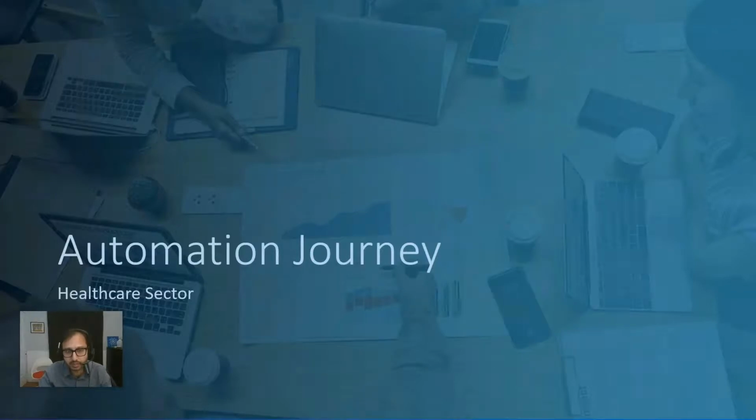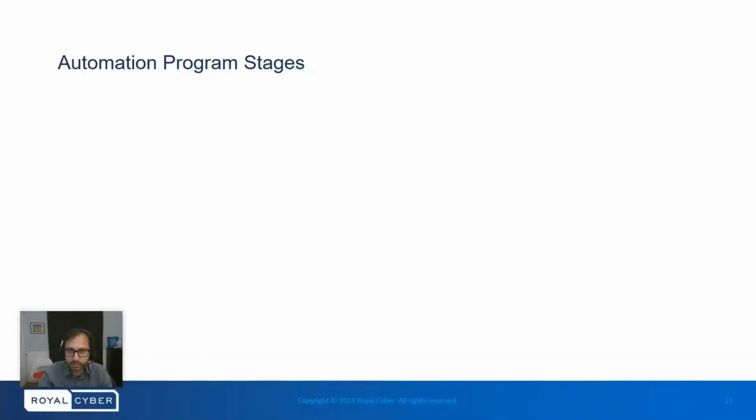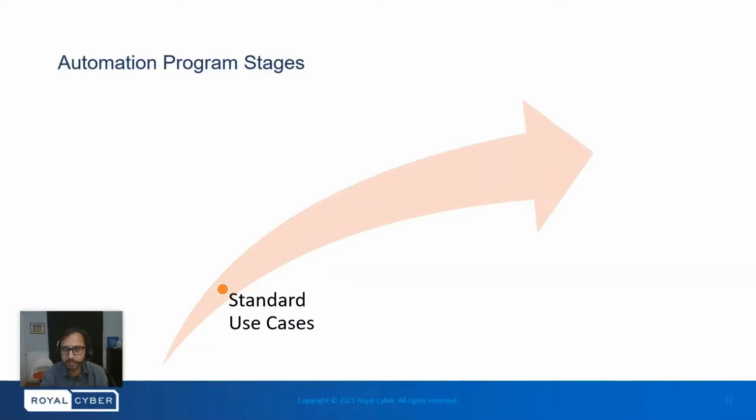Now let's see a typical automation journey for the healthcare sector. There are several stages of an RPA program. The journey begins with standard use cases. You look for quick wins. The key drivers at this stage are generally operational efficiency and cost reduction. Then organizations pick value-added use cases. So you start looking beyond operational efficiency and cost savings and look for value-added use cases that extend beyond cost saving and can deliver previously unrecognized benefits.